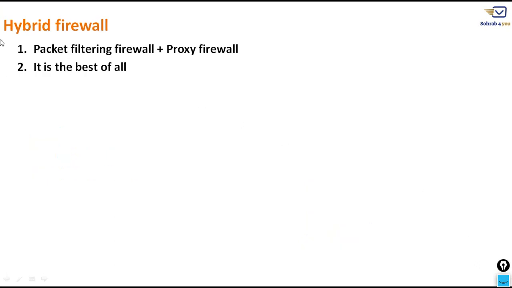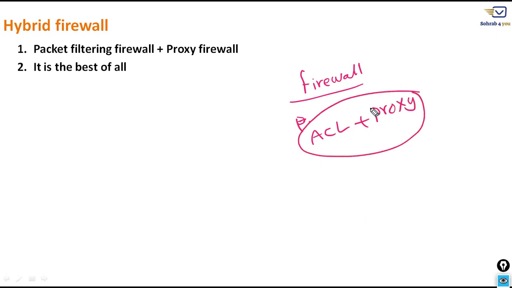The next we have hybrid firewall. Okay, guys, the word hybrid, you know that when something is made up of two parts, that's called hybrid. So hybrid firewall is packet filtering firewall plus proxy firewall. It means if a firewall is made up of two things, packet filtering, which is access control, plus proxy firewall, this is called hybrid firewall.